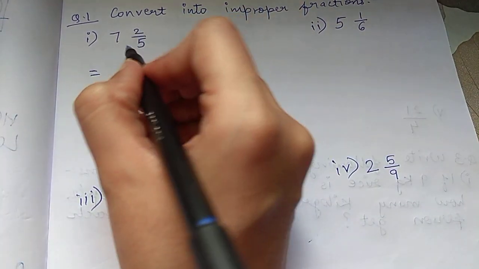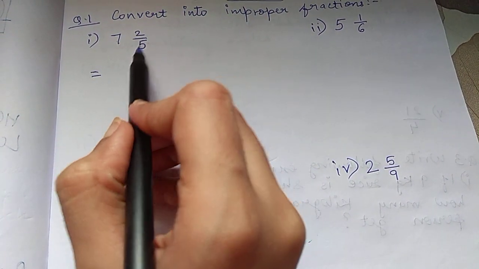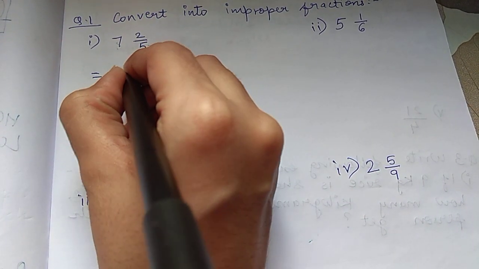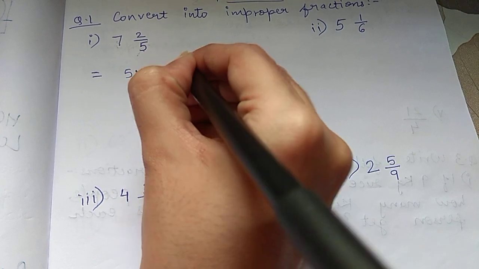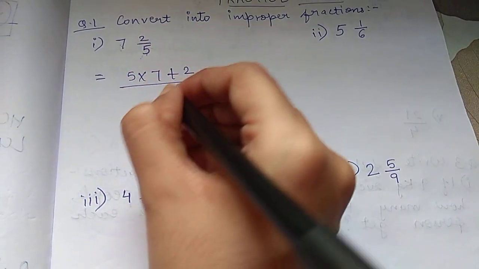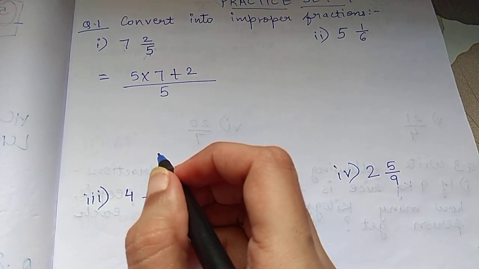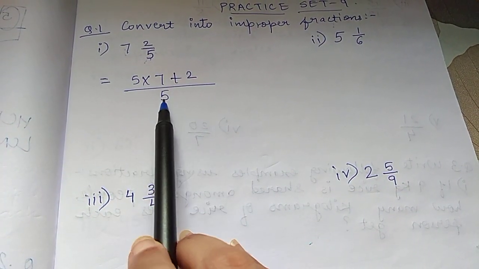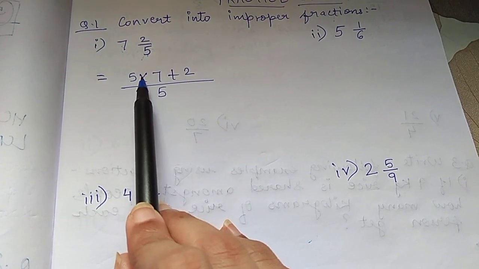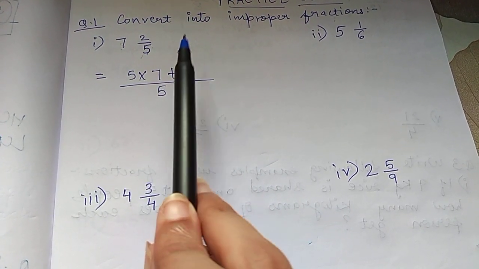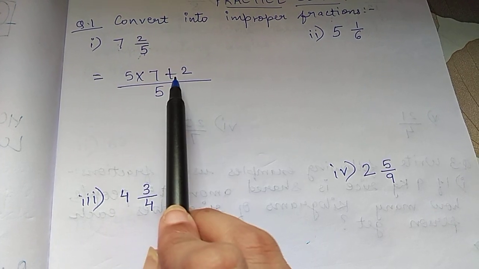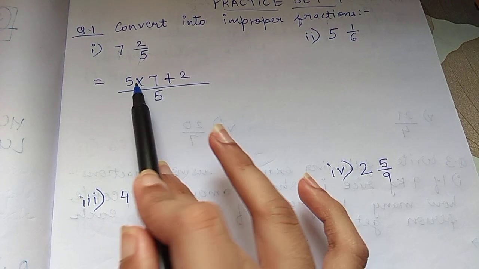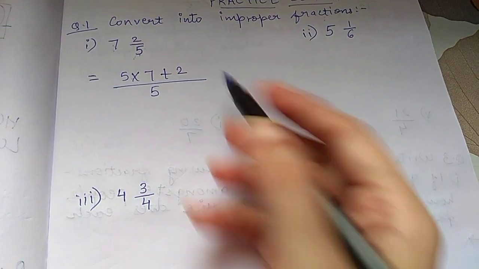How will we write? We will start from the denominator: 5 multiplied by 7 plus 2, upon the denominator, which will be in place of the denominator, because we have to write a fraction. So a fraction has a numerator and a denominator both. Now multiplication and addition. Remember, always we have to multiply first and add later on. As per the BODMAS rule also, we will be multiplying first and then adding.